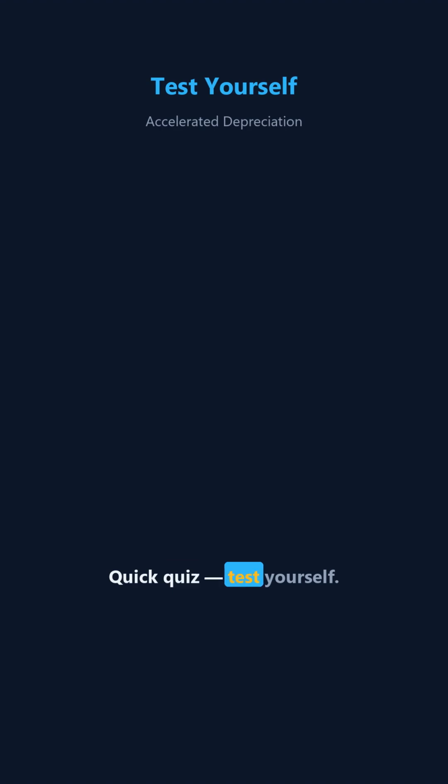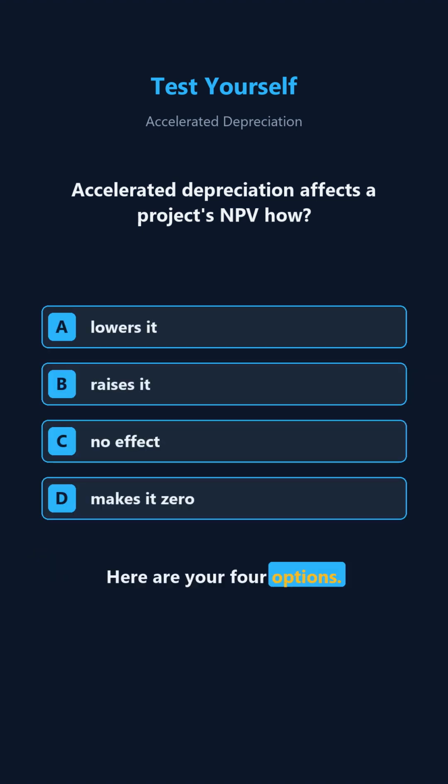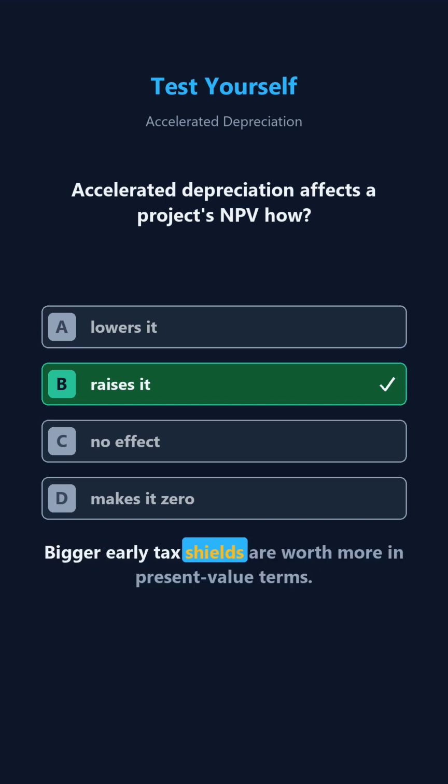Quick quiz, test yourself. Compared to straight line, how does accelerated depreciation affect a project's net present value? Here are your 4 options. Pause the video and solve it now. The correct answer is B, it raises it. Bigger early tax shields are worth more in present value terms.